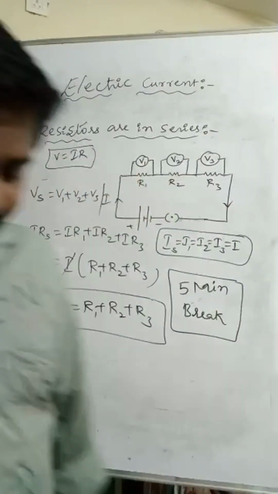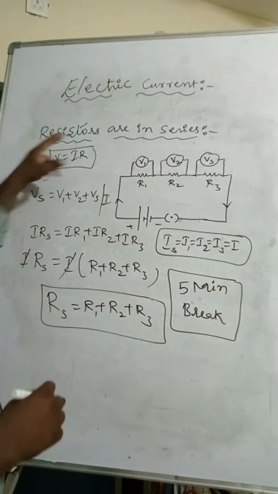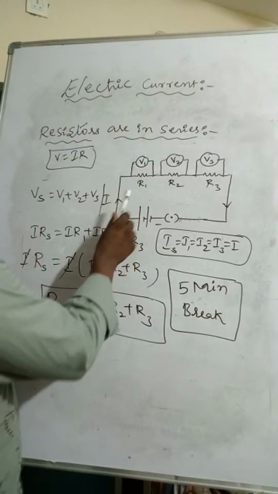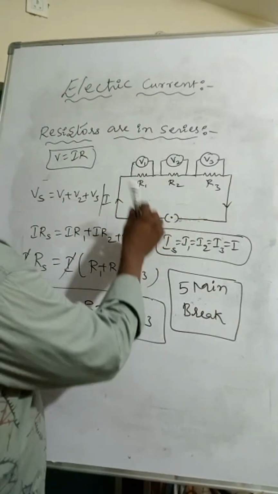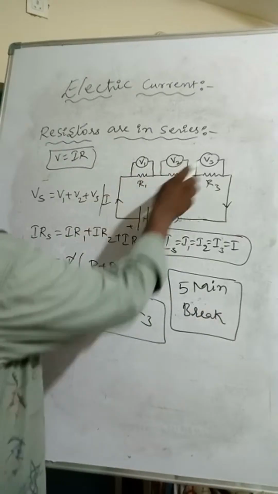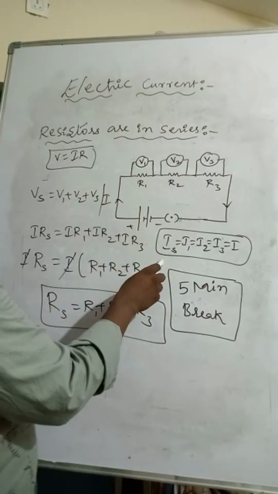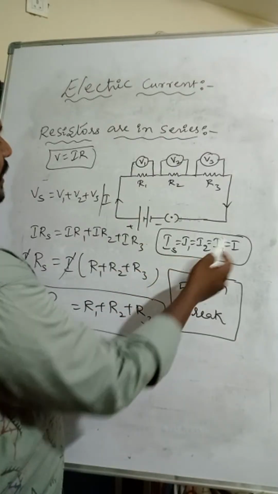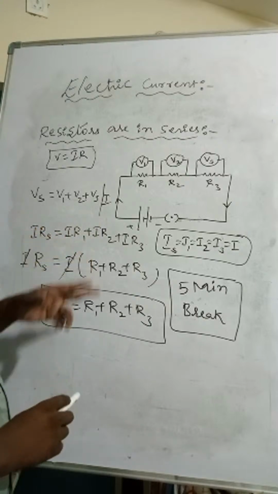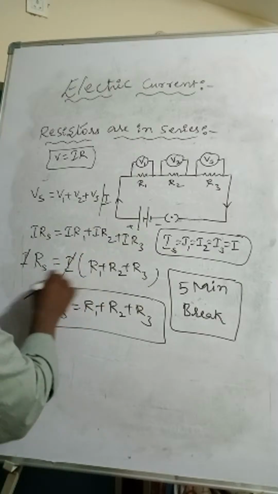So, hi everyone, welcome back. Now you can see resistors in series, R1, R2, R3. Across R1, R2, R3, I am connecting V1, V2, V3. Current is passing and the current is the same, so Is equal to I1, I2, I3, I. Then V equals V1 plus V2 plus V3. From that we can take I common, I gets cancelled, and we'll get Rs equal to R1 plus R2 plus R3.